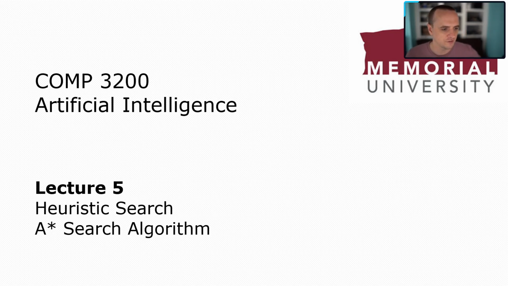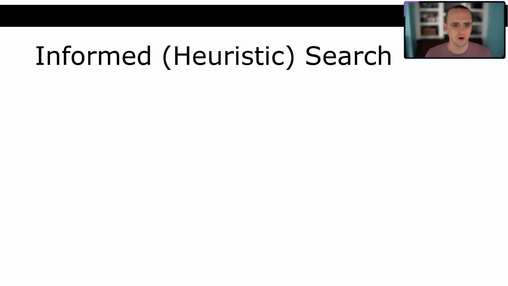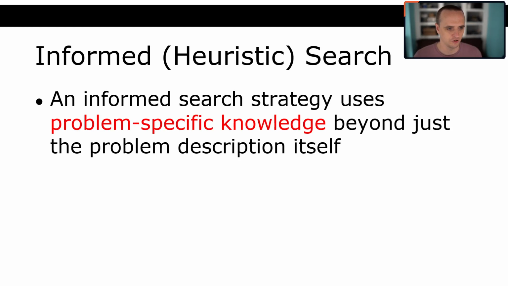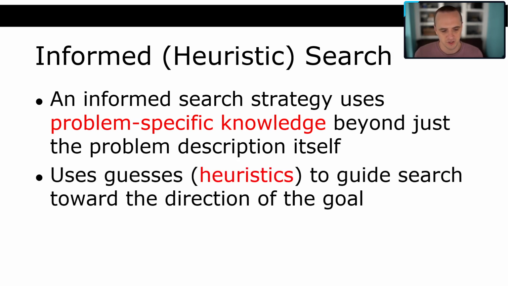Lecture number 5, heuristic search and the A-star search algorithm. So what is heuristic search? Well, we teased this a little bit in previous lectures. Heuristic search is also known as informed search. An informed search strategy uses some problem-specific knowledge beyond just the problem description itself. And we'll give an example of that in a second. So we're going to use some guesses, and heuristics in this context are just guesses to guide the search toward the direction of the goal.